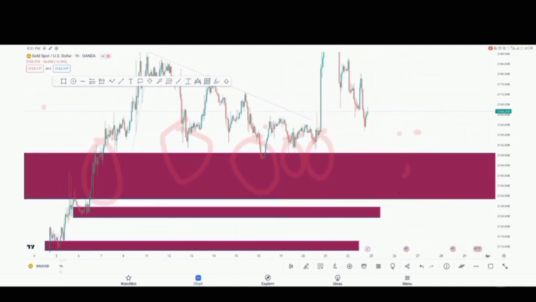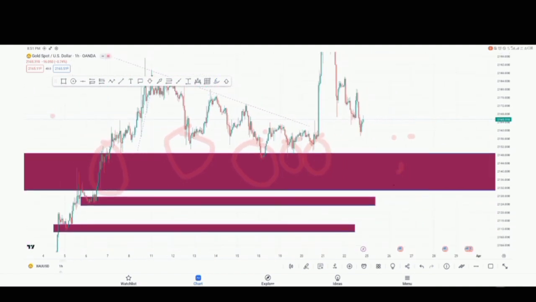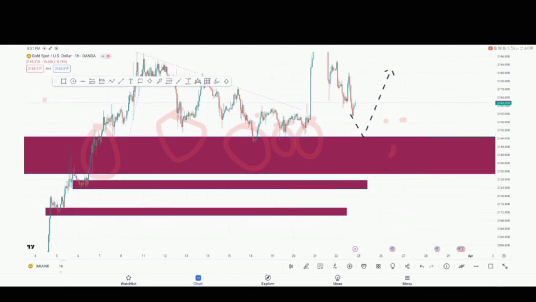For next week on XAUUSD on the 1 hour time frame, we're expecting price to move downward and rebound on this support before moving to the upside. While on the flip side, still on the 1 hour time frame, you could also expect price to break through this support, retest it, turn it into a resistance before moving downward.